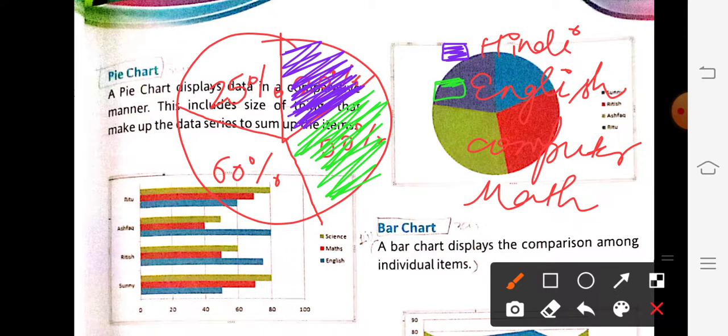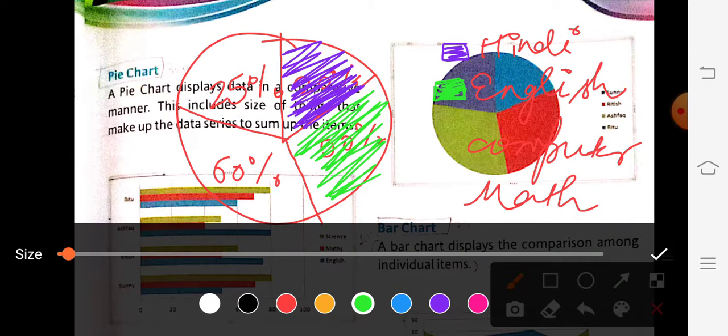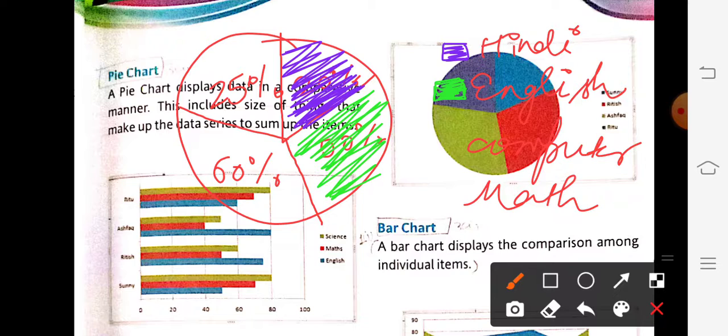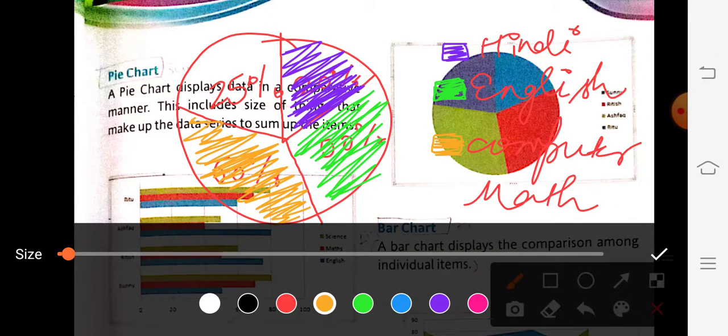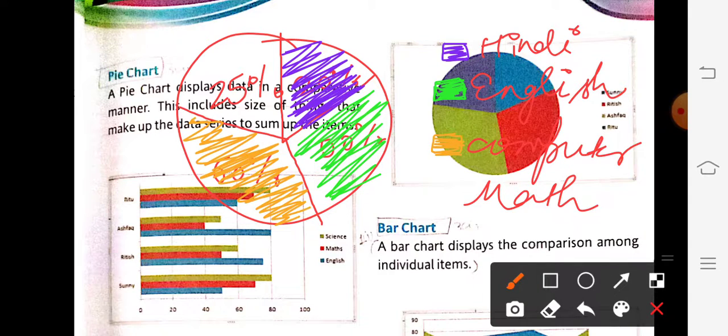make it here this green legend. Correct है. Then for the next one, for computer 60%, for this I am using this orange type of color like this, shaded, and make it here computer data series. Fine. The last one I'm going to take suppose this sky blue color for maths and shade with this sky blue color.